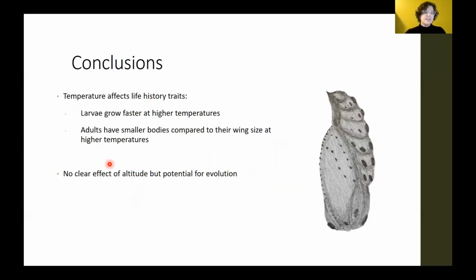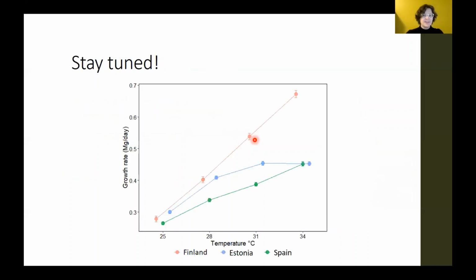So to conclude, temperature affects the life history, with larvae growing faster at higher temperatures and having smaller bodies compared to their wing size at higher temperatures. There's no clear effect of altitude, but a lot of variation, showing that there could be potential for evolution in the species. And also the effects that we saw of altitude point in the direction that maybe we might find something in the future here.